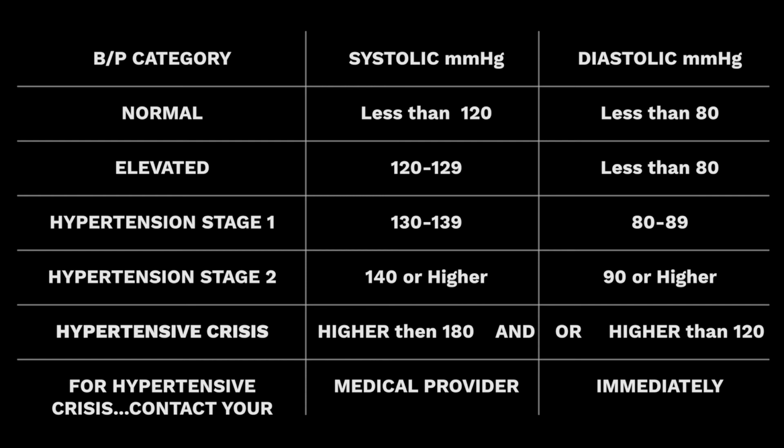High blood pressure or hypertension stage 1 is defined as a blood pressure of 130 to 139 systolically or 80 to 89 diastolically. High blood pressure or hypertension stage 2 is defined as a blood pressure of 140 or higher systolically or 90 or higher diastolically. A hypertensive crisis is usually higher than 180 systolically and/or higher than 120 diastolically, and that requires immediate attention.